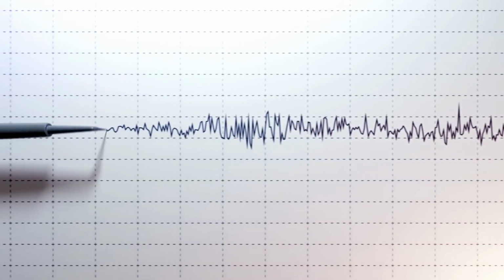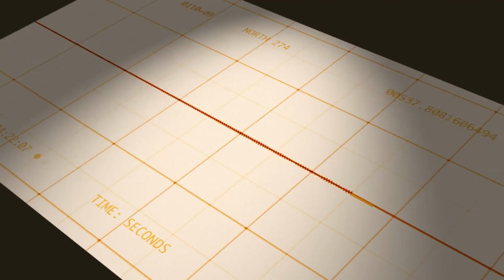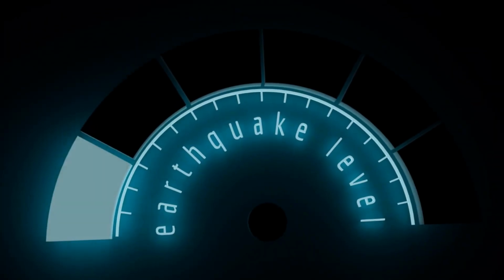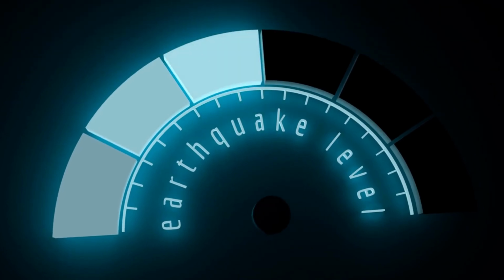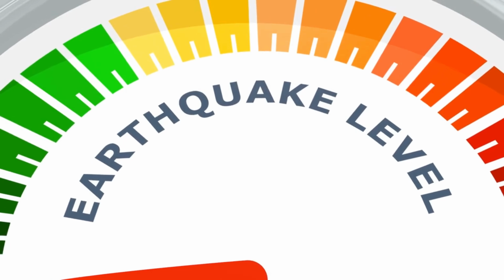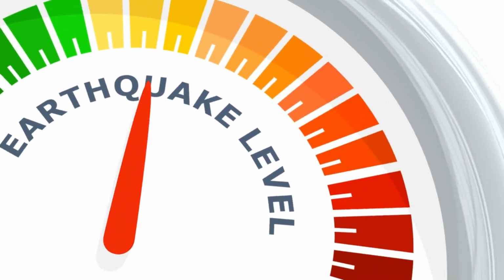To measure earthquakes, scientists use instruments called seismometers. These devices detect and record the vibrations caused by seismic waves. The data is then used to determine the earthquake's magnitude and epicenter. The magnitude of an earthquake is measured on the Richter scale, which quantifies the amount of energy released. Each whole number increase on the scale represents a tenfold increase in amplitude and approximately 31.6 times more energy release.